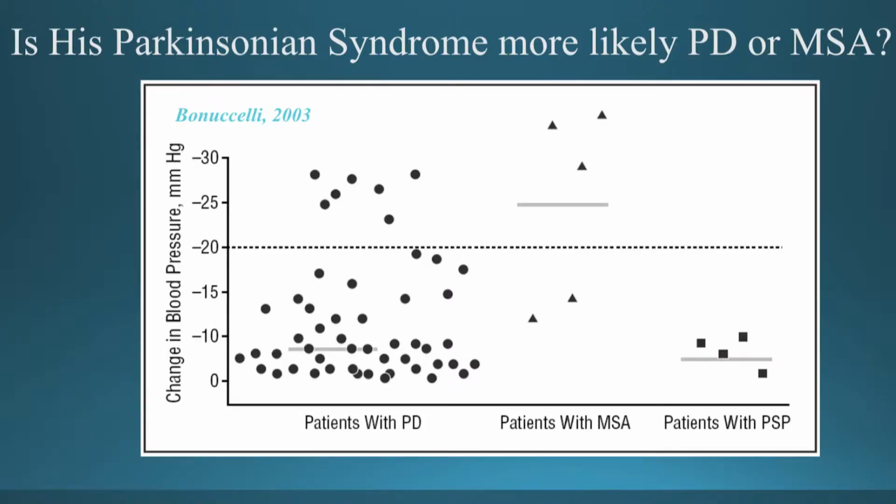And this is the point of this slide, is just the prevalence. So if you look across, this is very nice work by Bonicelli. It was done more than 10 years ago. But the prevalence of OH in patients with MSA is pretty high. But if you look at all patients with OH, just because this is the group with PD, the person is just more likely to have PD. And that's been my experience.